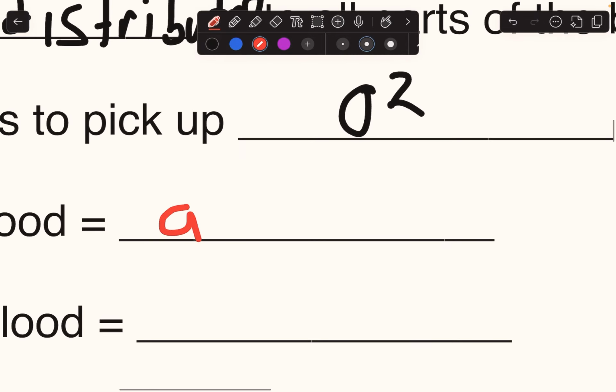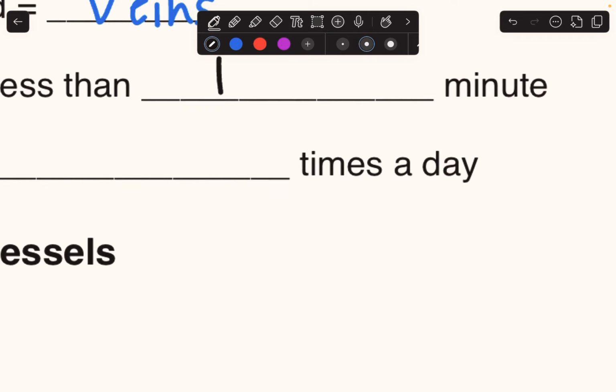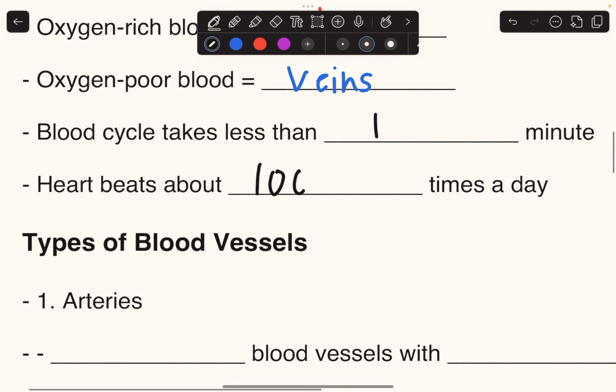The blood cycle takes less than 1 minute, and the heart beats about 100,000 times a day.